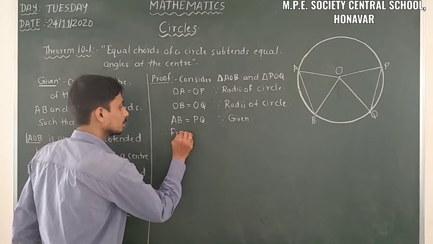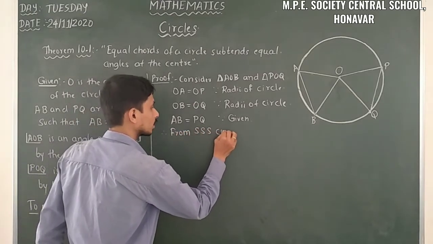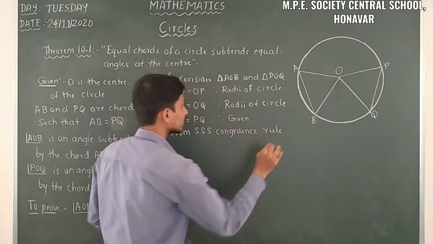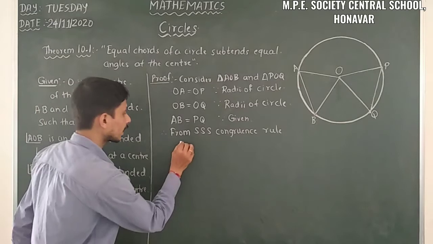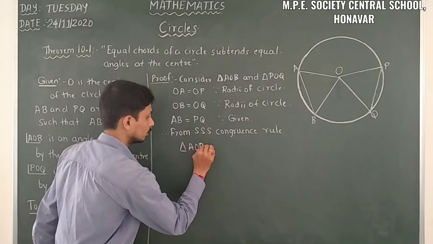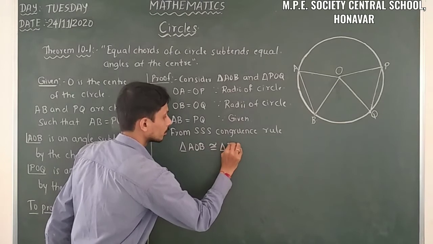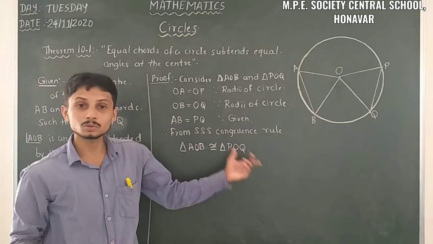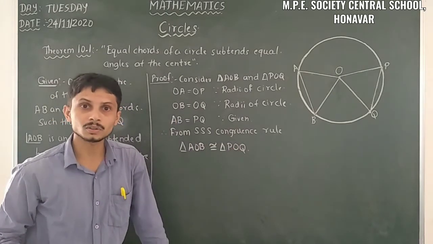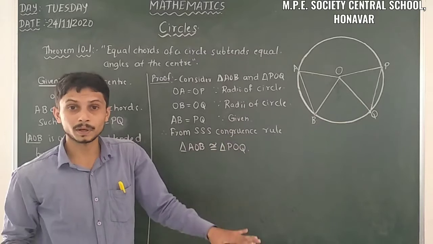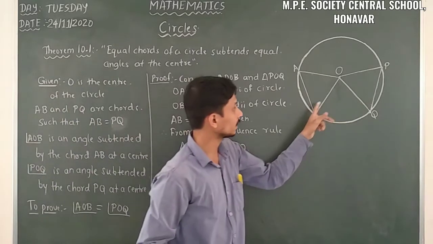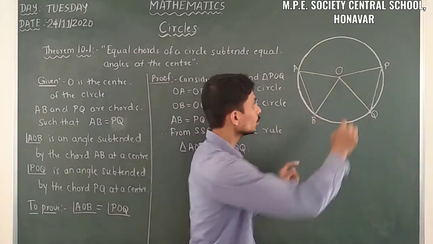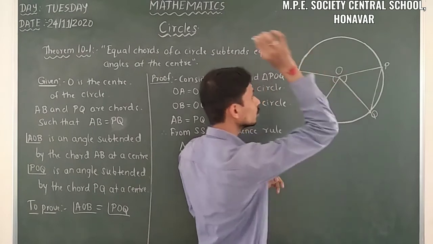Therefore, from the SSS congruence rule, side, side, side congruence rule, we can take triangle AOB is congruent to triangle POQ. When those two triangles are congruent, the corresponding other parts of congruent triangles are equal. That means this angle is equal to this angle, and this angle is equal to this angle.